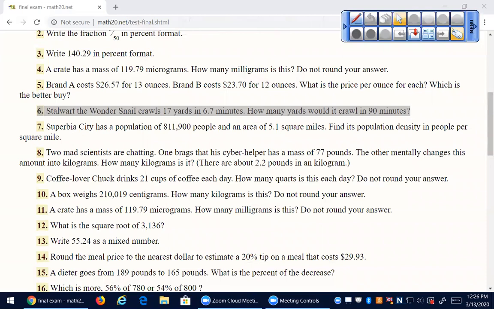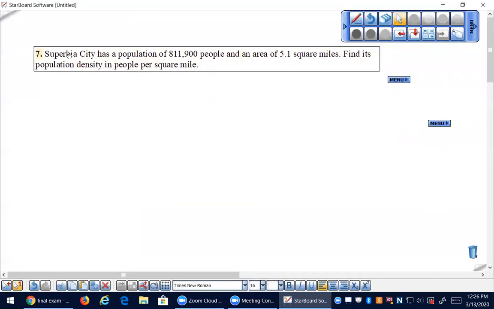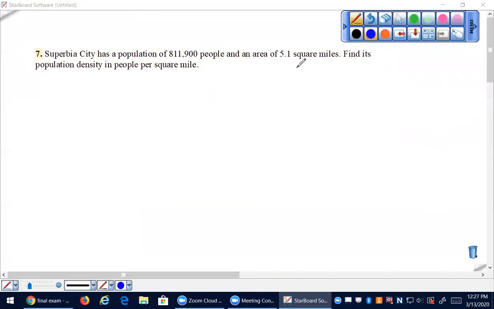Okay, number 7, division problem. Should we do that one? So per means divide. So it wants people per square mile. The only thing you can do wrong with this one is flip it as you read it and divide the wrong way. So just read it, don't trick yourself.